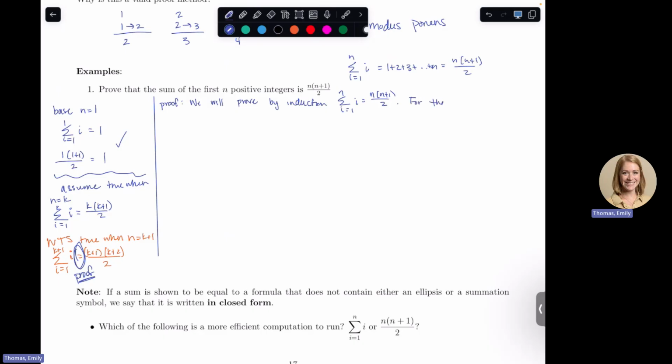For the base case, this is showing we can get on the ladder. Let n equal 1. Notice the sum from i equals 1 to 1 of i is 1, and 1 times 1 plus 1 over 2 is equal to 1. Since 1 equals 1, the base case holds.